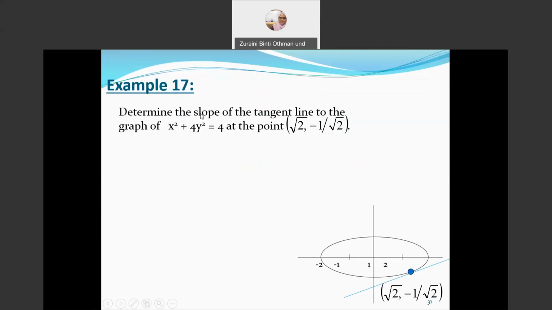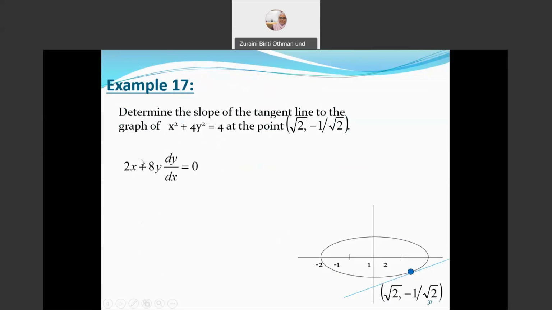Okay, determine the slope. Okay, remember, if we have this kind of question, they ask about slope, gradient, we have to solve it by using gradient first derivative. Okay, so here we do the implicit differentiation to get the first derivative.